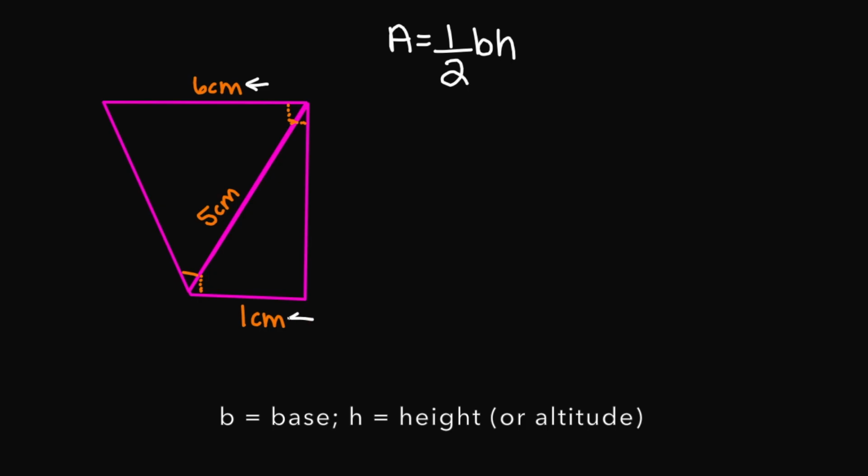Now for this example, notice that you have a base of 6 centimeters here, and you also have a base of 1 centimeter here. And then here you have your height of 5 centimeters long, or you can also see this as your altitude. So we are going to find the area for both triangles, and then we're going to add them together.